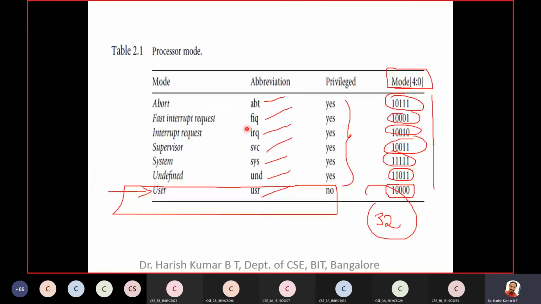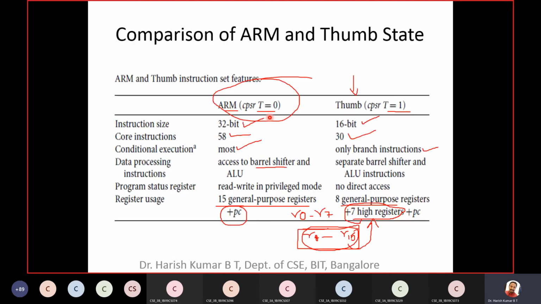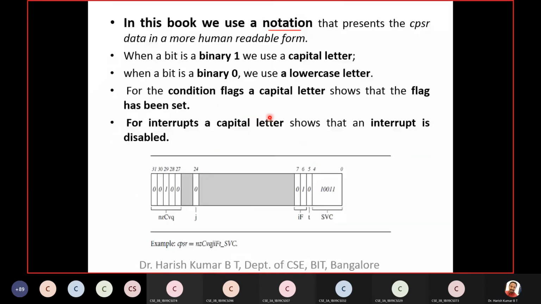I'll show you the abbreviations. These abbreviations are written in uppercase. That's all. So till here it is clear, I guess. Understood now? Yes, sir. Okay.